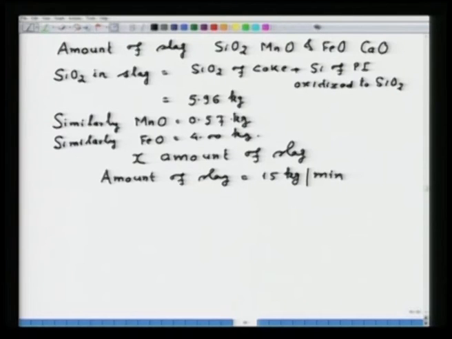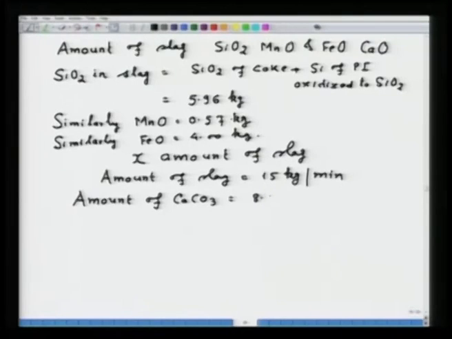Now, once we get the amount of slag equal to 15 kg per minute, then we can calculate the amount of calcium carbonate. Because there is 30% calcium oxide in the slag, 15 into 30 by 100 gives the calcium oxide, which we convert to calcium carbonate. So, this will be equal to 8.04 kg per minute. This is about the amount of slag and the amount of calcium carbonate.